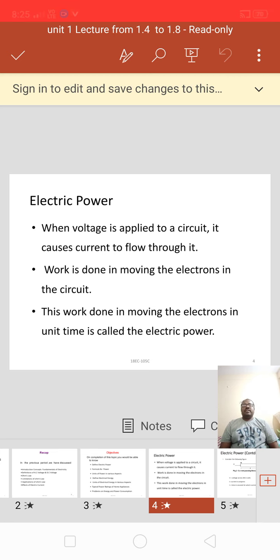Simply defined, work done in moving the electrons in unit time is called electric power, or the ratio of work done to the time is nothing but the electric power. There are many ways to explain the electric power. A simple definition regarding the electric power is the ratio of work done in moving the electrons in unit time is called electric power.